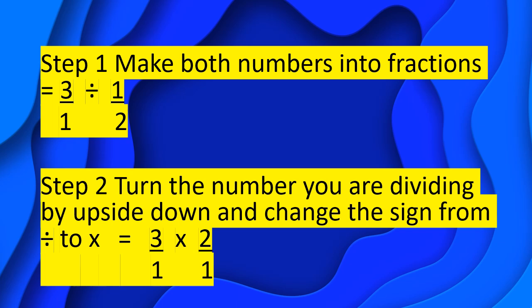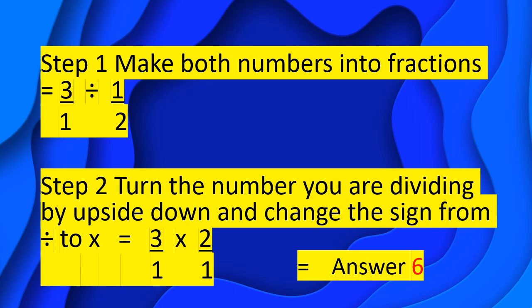Step 2, you turn the number you're dividing by, the one after the sign, upside down, and you change the sign from divide to multiply. So we get 3 by 1 multiplied by 2 by 1. And that will give us an answer of 6.